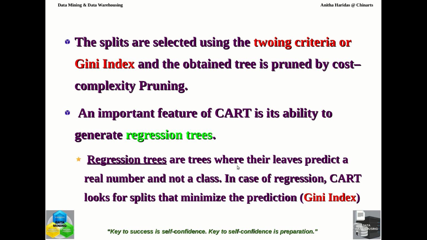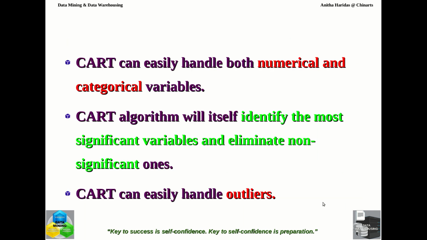Regression trees are trees whose leaves predict a real number and not a class value. So in case of regression, CART looks for splits that minimize the prediction error, which uses the Gini index. So if it is a classification tree, then it will be using the Twoing criterion, but if it is a regression tree, it will be using the Gini index as the evaluation measure. And CART can handle both numerical as well as categorical attributes, and the CART algorithm will itself identify the most significant variables and eliminate non-significant ones, right?